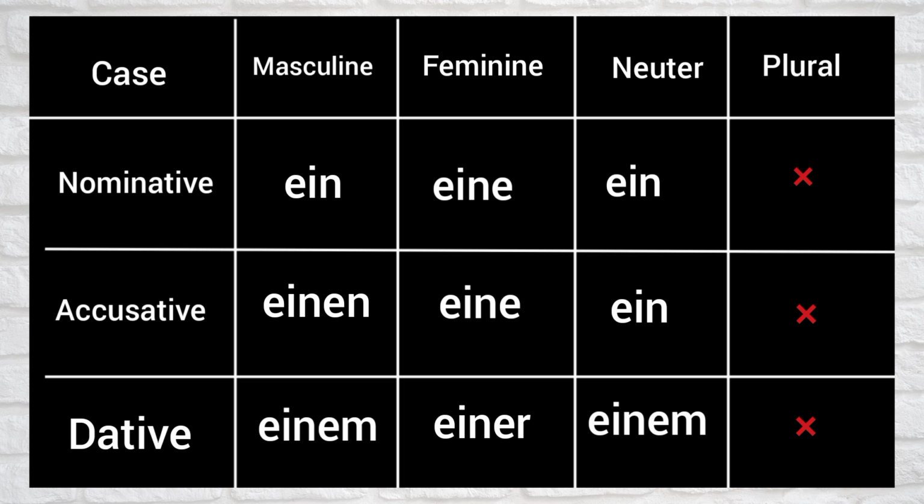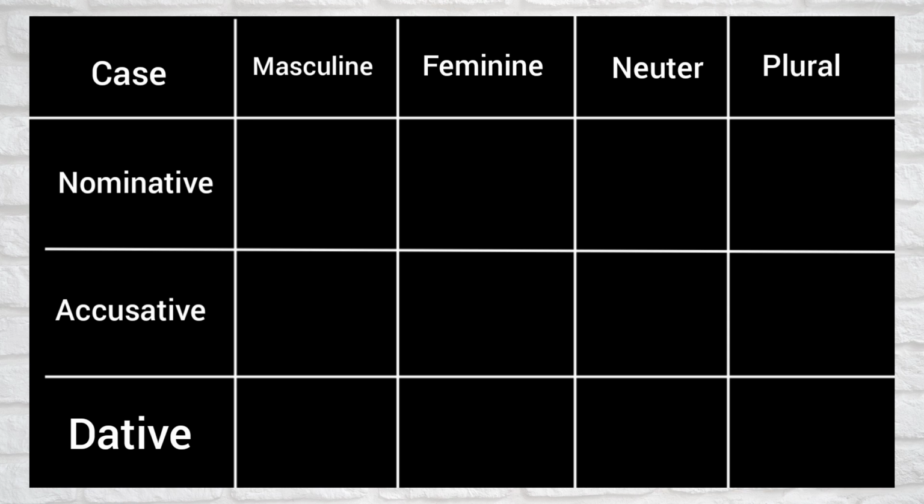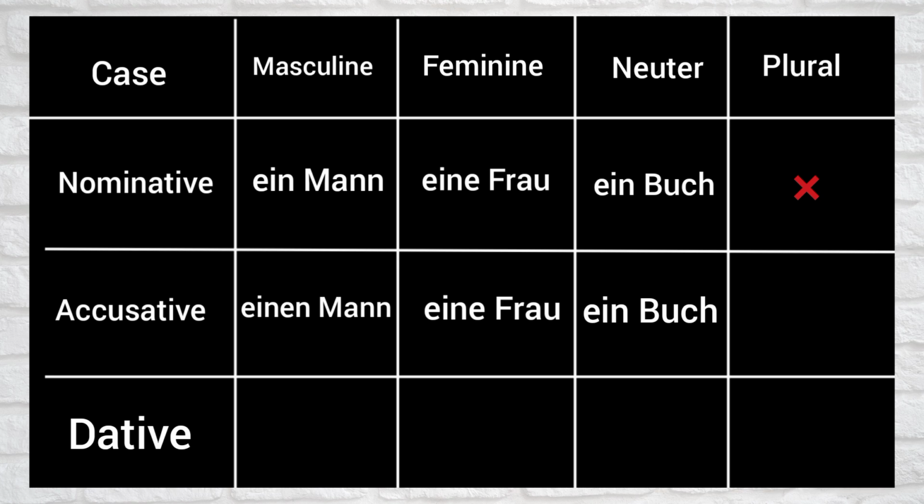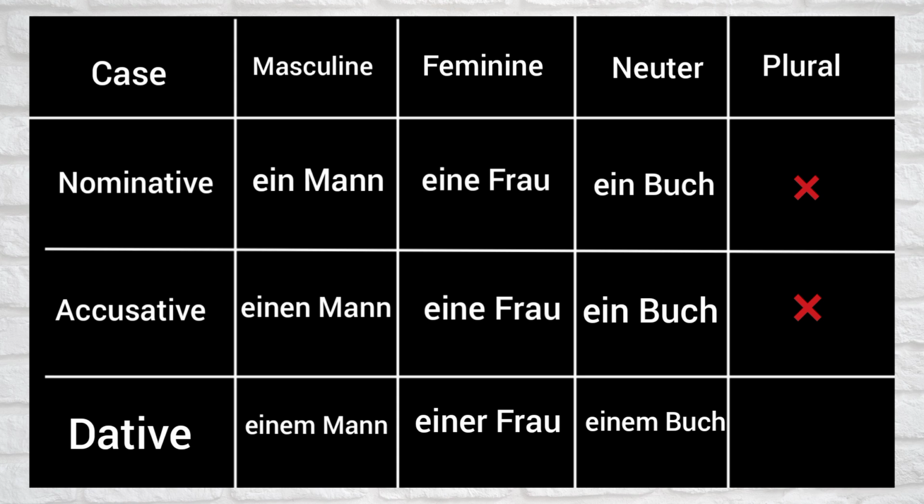We can understand this way also. Indefinite articles in nominative case: ein Mann, eine Frau, ein Buch. Indefinite articles in accusative case: einen Mann, eine Frau, ein Buch. Indefinite articles in dative case: einem Mann, einer Frau, einem Buch.